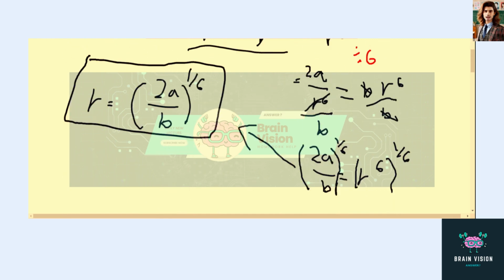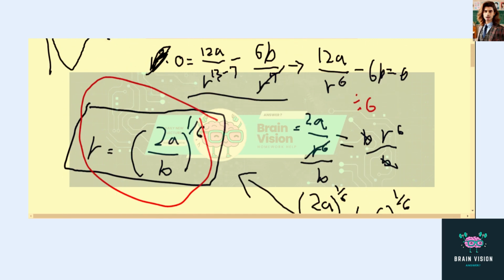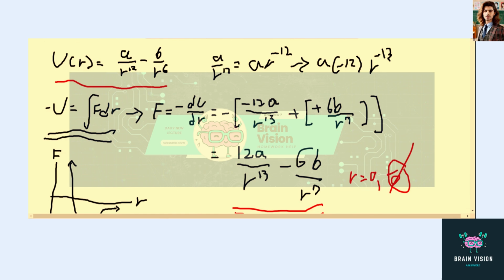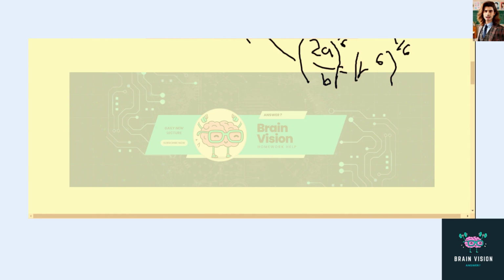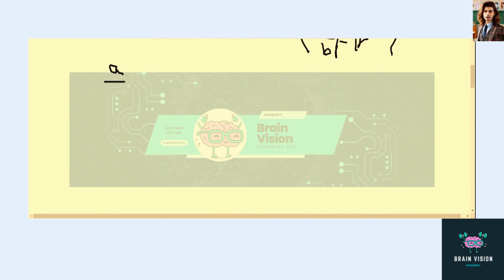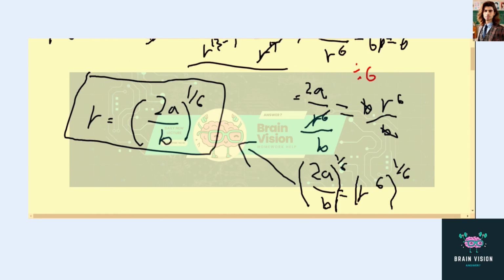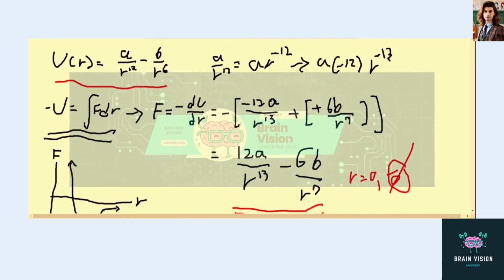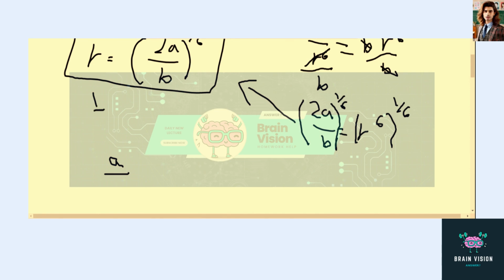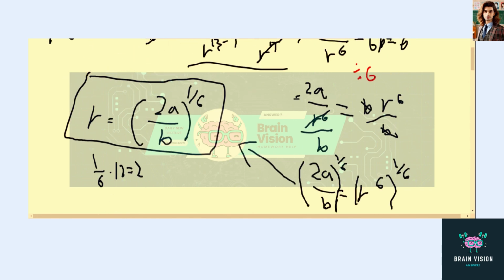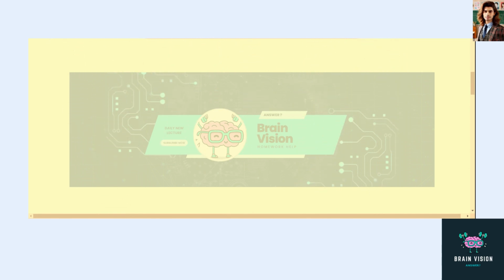So we would have to plug this r value right here into the potential energy function. Doing so, we will simply get a divided by, well, if we put 1 to the 6th power inside of to the power of 12, we will actually get to the power of 2 instead, because 1 over 6 times 12 is equal to 2. So we would have to put 2a over b to the 2nd power.